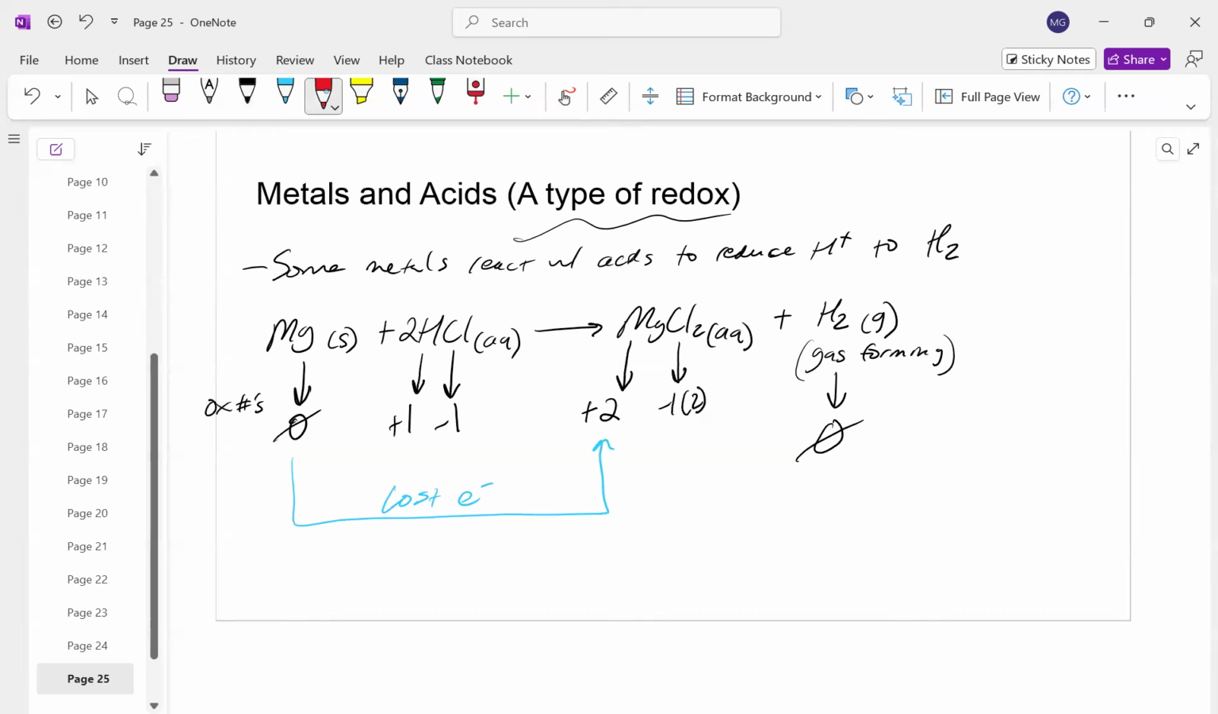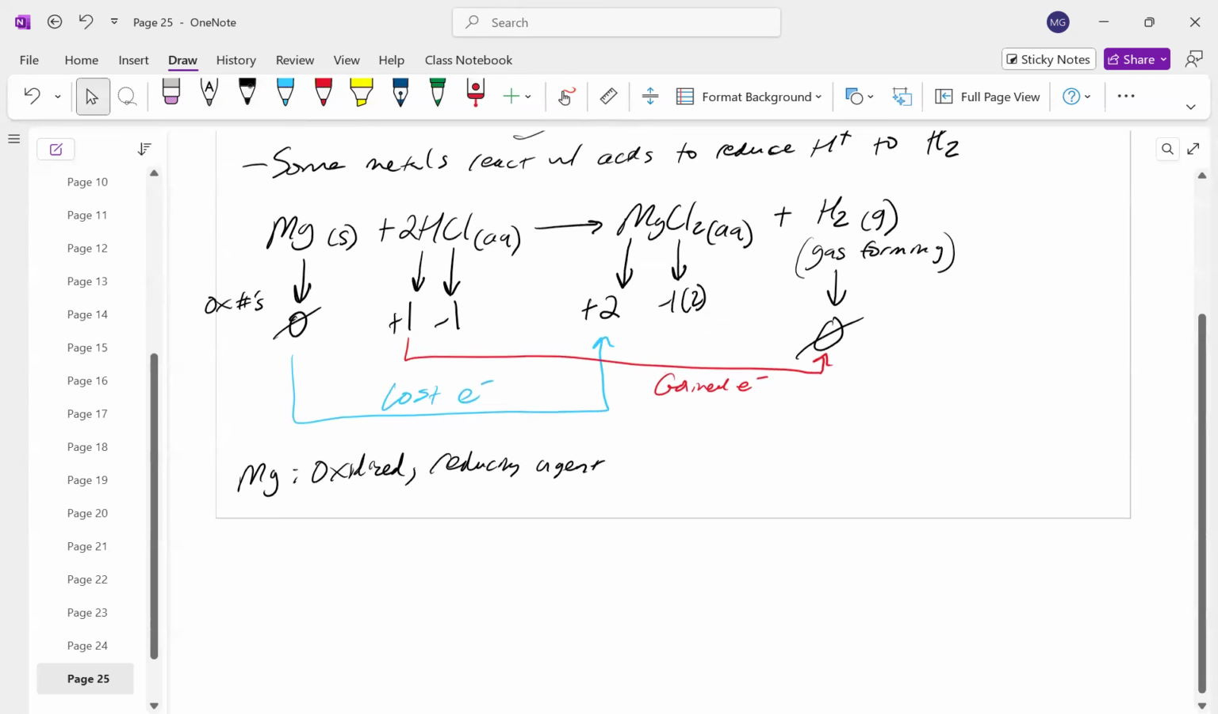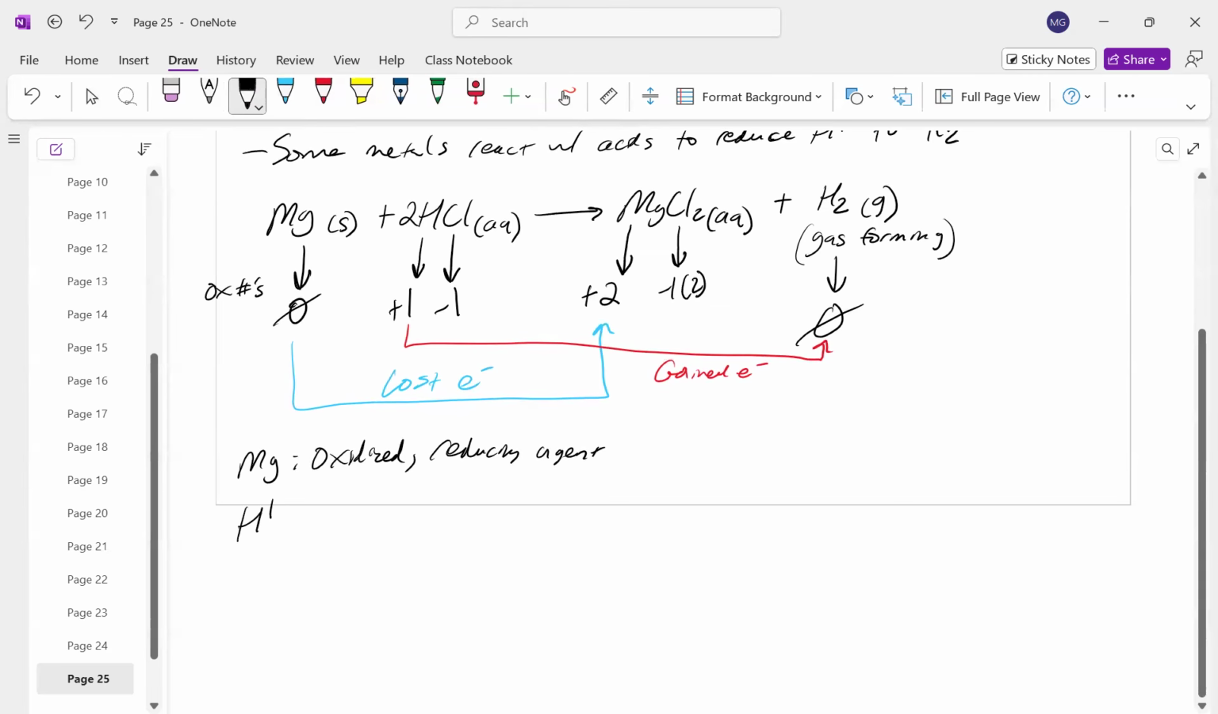And the hydrogen, H plus here, gained electrons. So the magnesium got oxidized, and so we would call it the reducing agent. And H plus got reduced, and so we would call HCl the oxidizing agent.